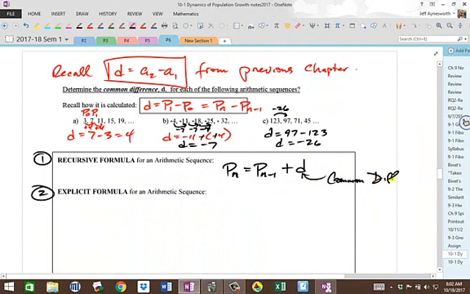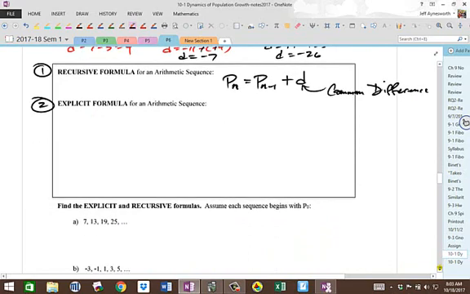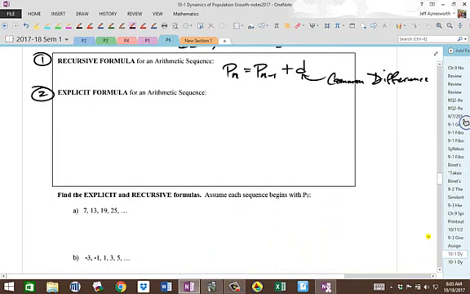The problem with this is that it's not very useful to predict future values if you don't know the previous ones. So we need another formula called the explicit formula that deals with the seed only, which is your starting term, and the common difference, so we can predict the future. Watch this, we're going to develop it. p sub 1 is equal to the previous term, p sub 0, plus d, from the recursive formula. What I want to do is develop an explicit formula that deals with the seed, which is p sub 0, and the common difference.